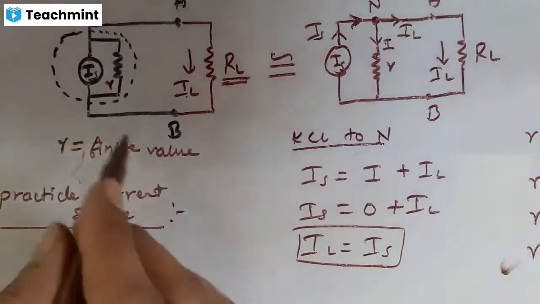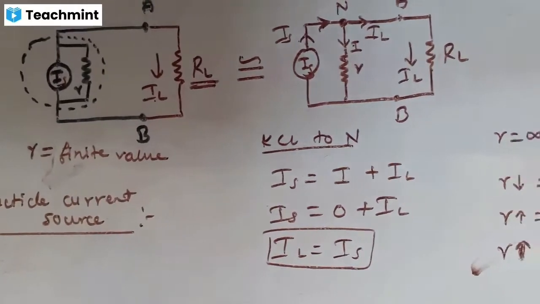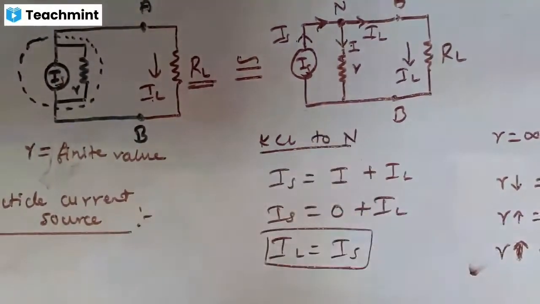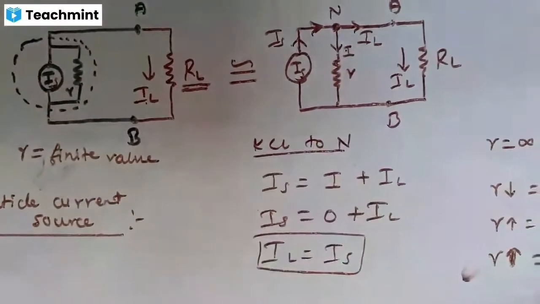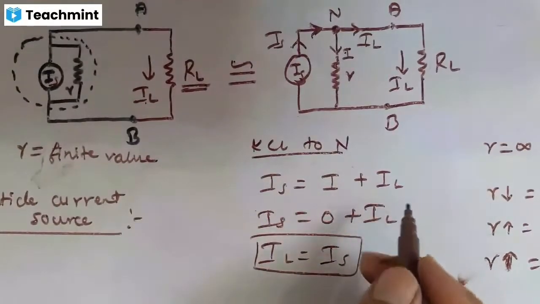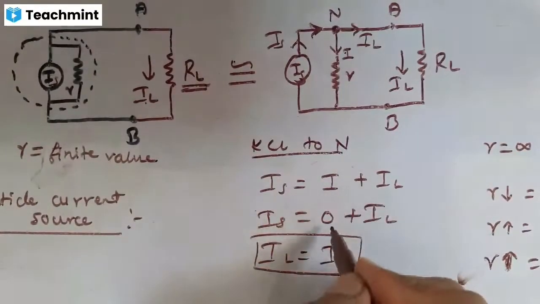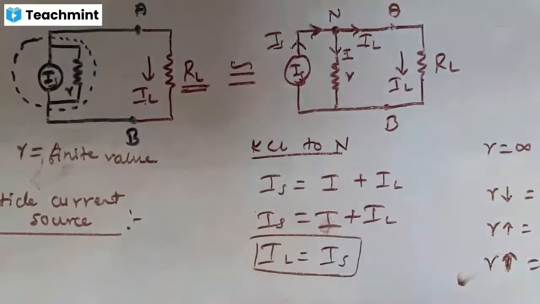Okay. You only have to write below the circuit diagram. Otherwise, you will not get the marks. Again, everything remains the same. The equivalent circuit will remain the same here. If you apply the KCL to the node N here, what happens? IS is equal to I plus IL, that remains the same. Here I is not equal to 0. It will not be 0 now.